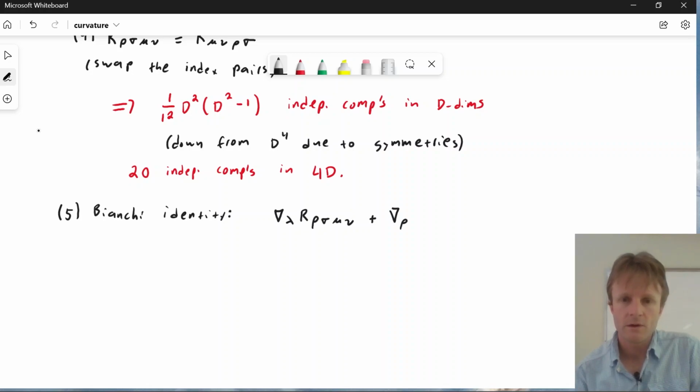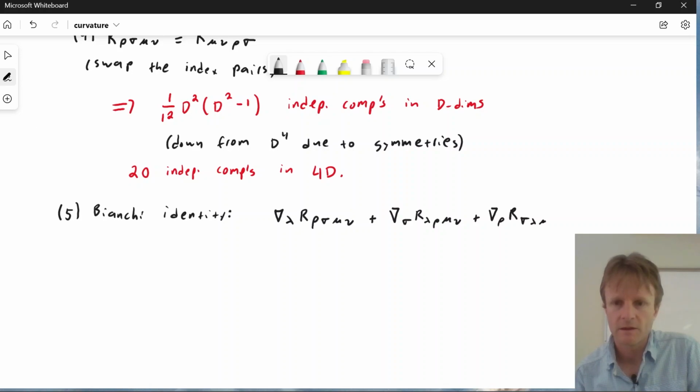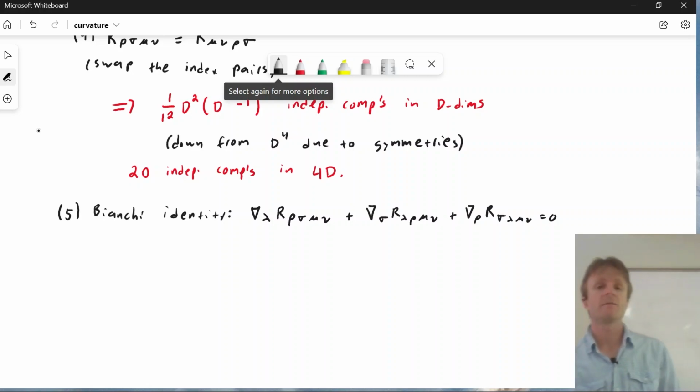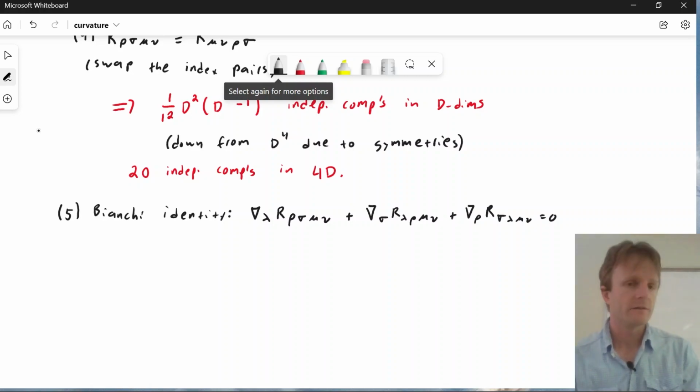So del rho R, whoops, that's not the way I wrote it before. Let's be consistent. I moved them to the right. So it's going to be del sigma R lambda rho, and then mu nu just goes along for the ride. Then del rho R sigma lambda mu nu equals 0. So this is an algebraic identity. It's not a property of some physics or something. It's just any Riemann tensor you write down by the definition we gave will satisfy this.